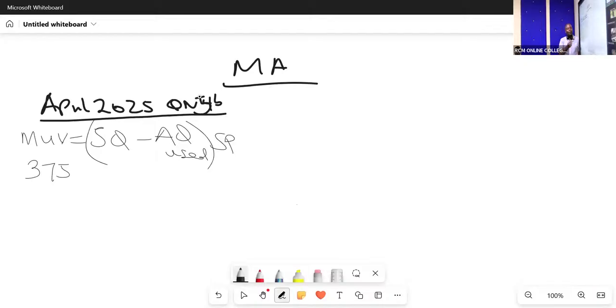So 375 equals, into brackets, standard quantity, which we do not know, isn't it? Minus actual quantity of materials. Actual quantity of materials, 6435? That's wrong, because 6435 is Kenya shillings. To me, that is actual material cost. You know, quantity is kilograms. That is what most students were picking. That is not actual quantity. In the entire question, actual quantity has not been given.